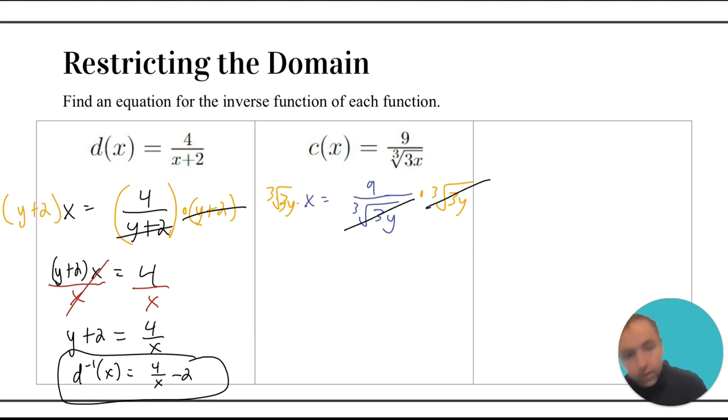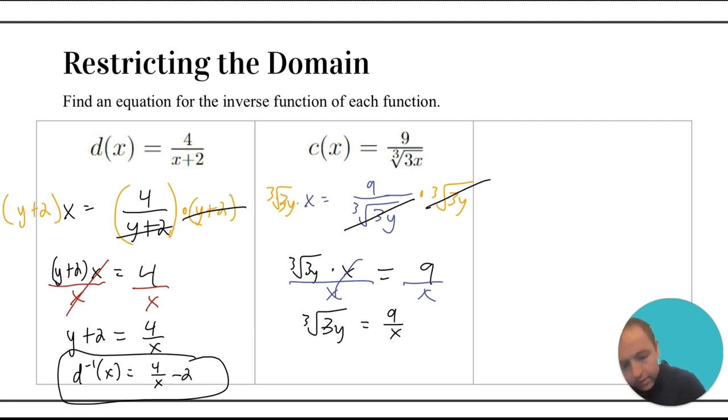And that cancels all of that out, so you get just a 9 on this side is going to equal cube root of 3y times x. And then I would divide by x. So now the cube root of 3y is equal to 9 divided by x. Then you're going to get the cube root undone, so raise both sides to an exponent of 3.